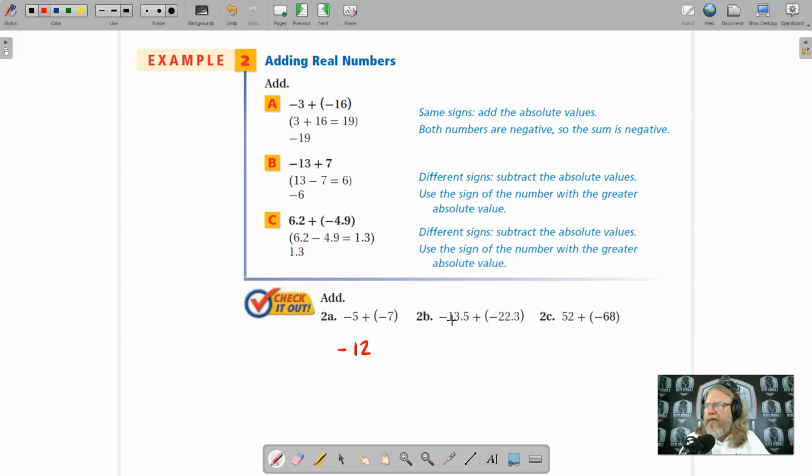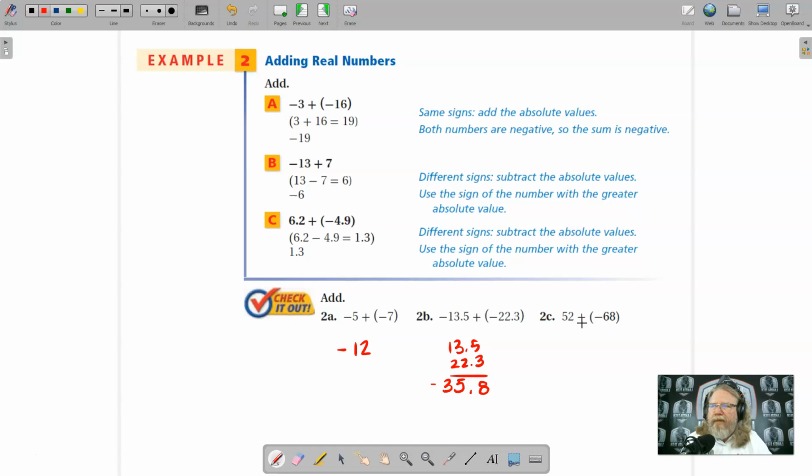On the next one, we have a negative and a negative. So that just means it's going to get more negative, right? So let's add those together. 13.5 and 22.3. And 5 plus 3 is 8. 3 plus 2 is 5. And 1 plus 2 is 3. They're both negative, so our answer is negative. It's going to be a negative 35.8.